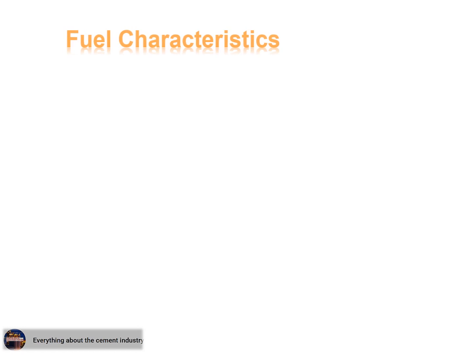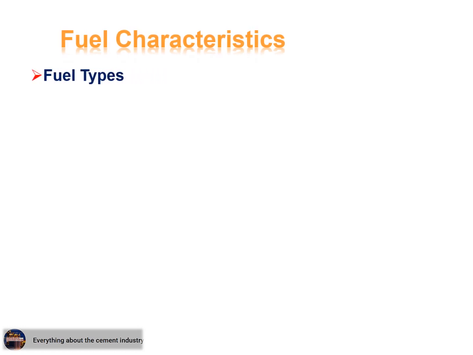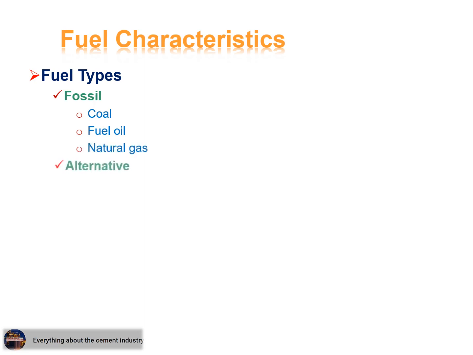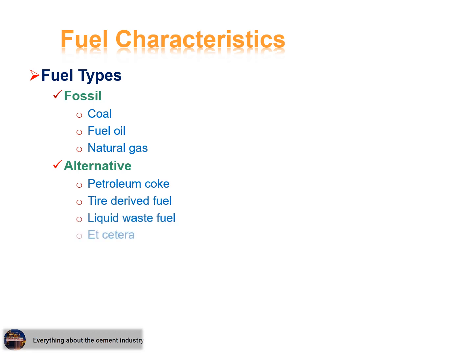Fuel characteristics. Fuel types. 1. Fossil: it contains coal, fuel oil, natural gas. 2. Alternative fuel: it contains petroleum coke, tire-derived fuel, liquid waste fuel, etc. Fuel properties: chemical composition, hardness.